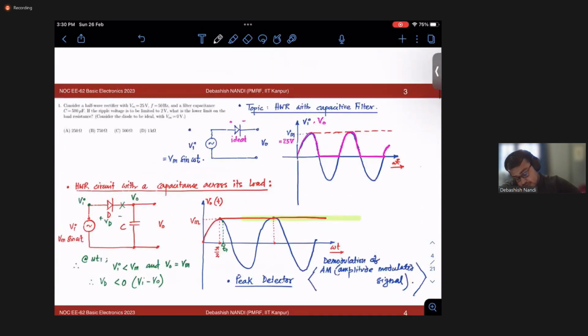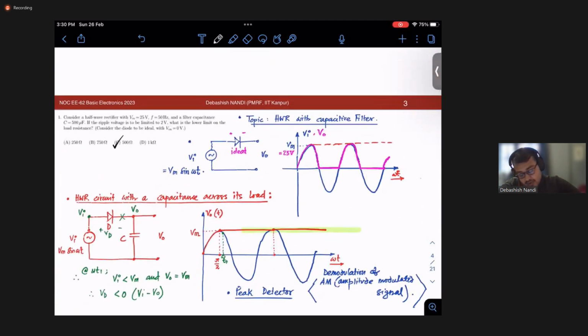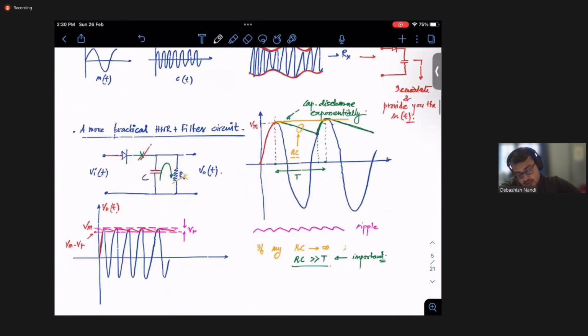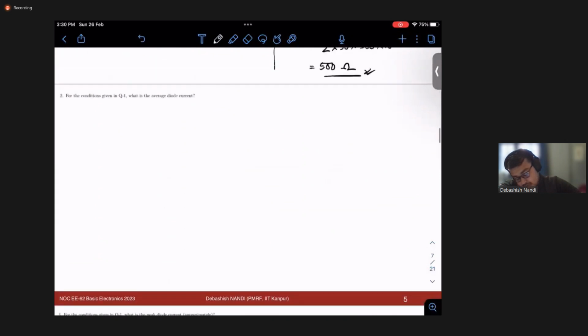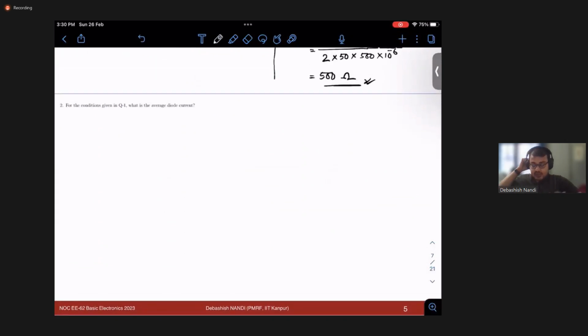So is there any option? Yeah, so 500 ohm, option C is your right option, right? So let's move on to the next problem. Okay, no option is given. Here they are asking that for this condition given in Q1, what is the average diode current, right?